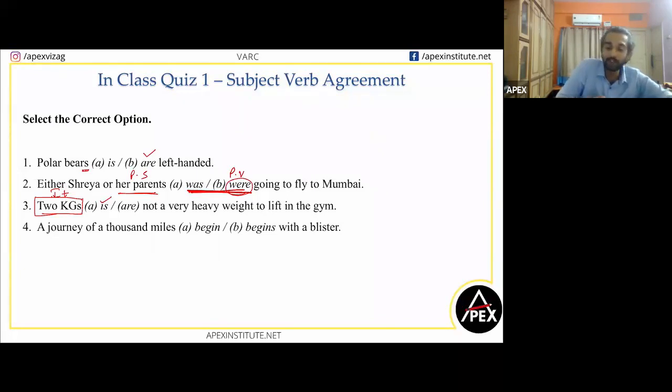Now what about this one? A journey of 1,000 miles dash with a blister. Is this a plural subject or a singular subject? Yeah, this is also a singular subject. Why? Because we are looking at journey. We don't actually care how many miles.